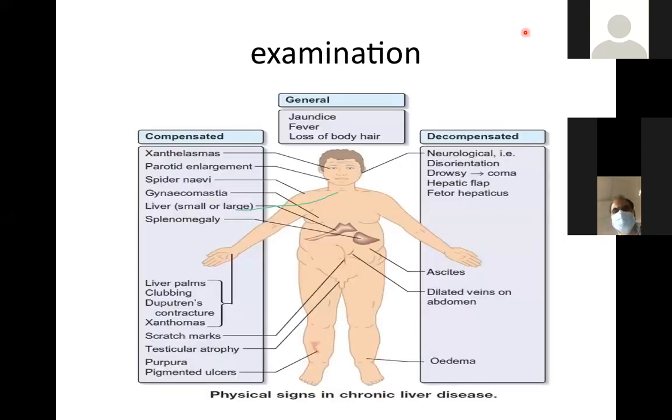So, it's also important to examine the patient, and there are certain things that you can look for, which we call the stigmata of chronic liver disease. And generally, you may find icterus. There may be fever in patients with cholangitis and sometimes with viral hepatitis. There may be paucity of body hair. There may be signs of chronic liver disease like parotid enlargement, spider nevi, gynecomastia, and then you always look for hepatosplenomegaly. And then in the hands, there may be clubbing, palmar erythema, Dupuytren's. And then there are other things like xanthelasmas and xanthomas, which may suggest a metabolic disorder.